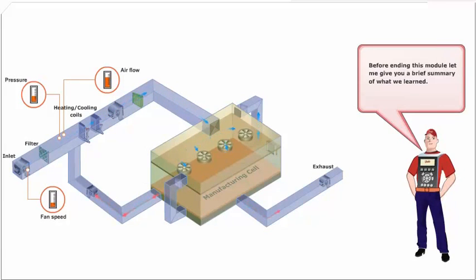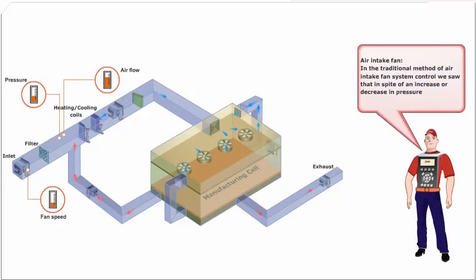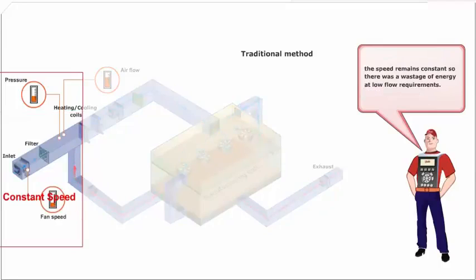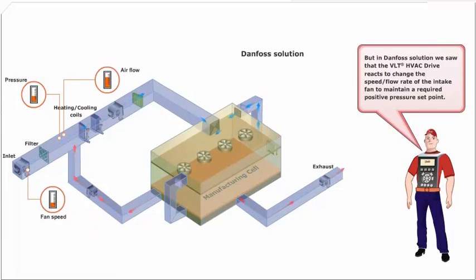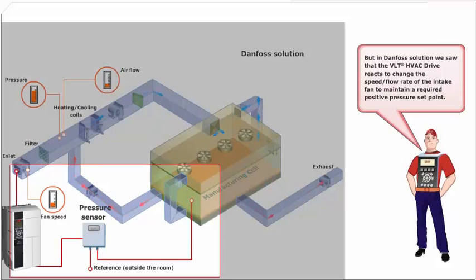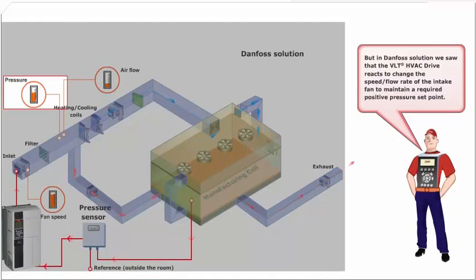Before ending this module, let me give you a brief summary of what we learned. Air intake fan. In the traditional method of air intake fan system control, we saw that in spite of an increase or decrease in pressure, the speed remains constant, so there was a wastage of energy at low flow requirements. But in the Danfoss solution, we saw that the VLT-HVAC drive reacts to change the speed flow rate of the intake fan to maintain a required positive pressure set point.